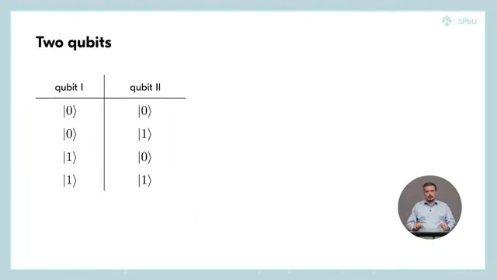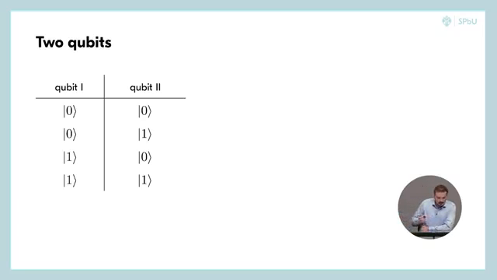In the majority of cases, we need more than one bit to perform our computation. For quantum computing, it is also true. So in this lecture, we are going to learn the mathematical description of systems with multiple qubits.